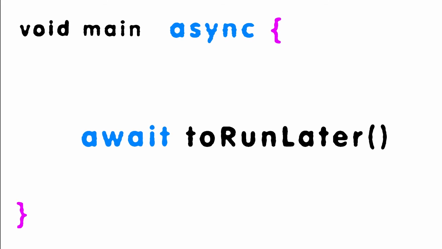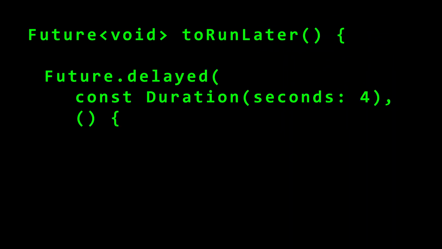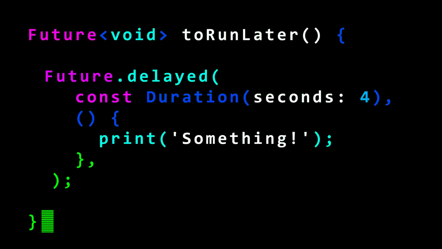Let's take a look at the function that gets called by the await keyword. Our function should be a future. In our case, we are not returning anything because we simply are printing a value on the screen. In our example, we are simply simulating something that will happen in the future. In a real case scenario, you may want to call a server and you will want to return something. In this case, after 4 seconds, it will print something.